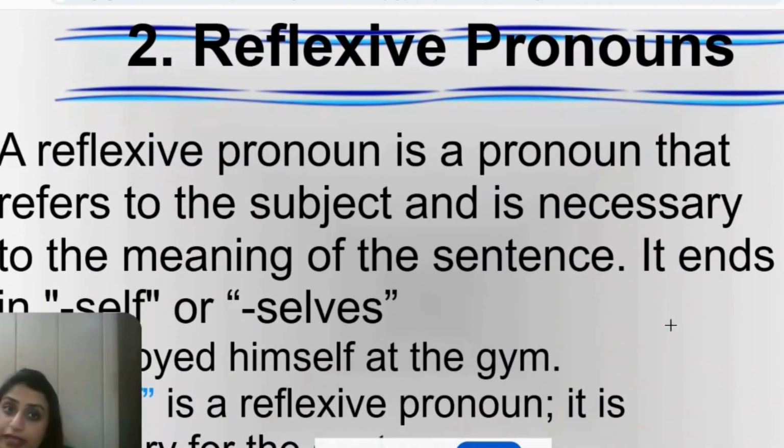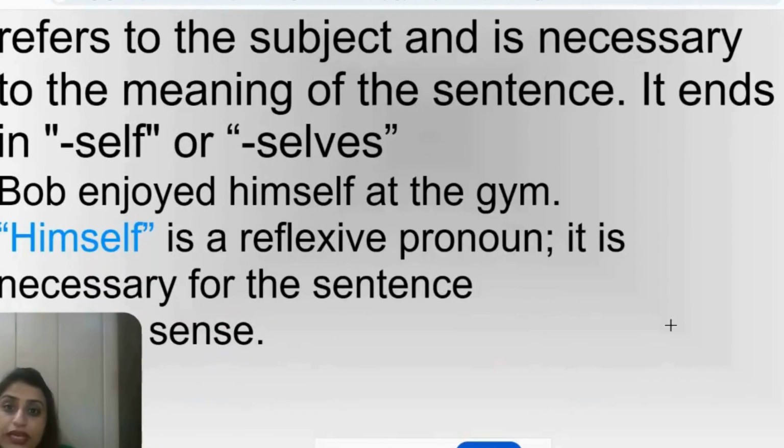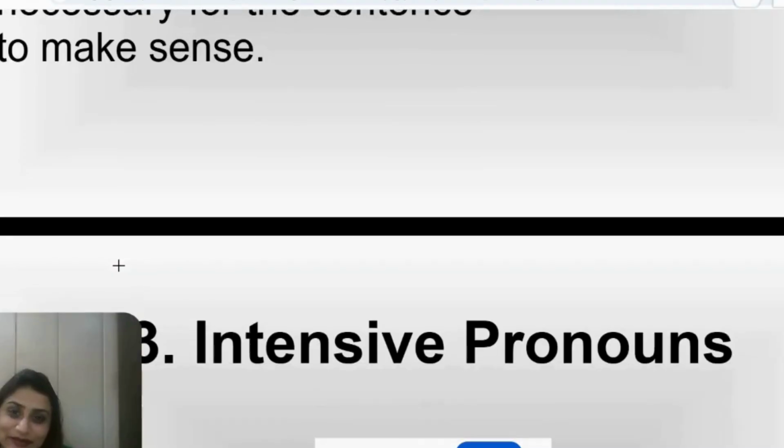Next is reflexive pronouns. A reflexive pronoun is a pronoun that refers to the subject and is necessary to the meaning of the sentence. It ends in self or selves. Bob enjoyed himself at the gym. So, himself is a reflexive pronoun. It is necessary for the sentence to make sense.